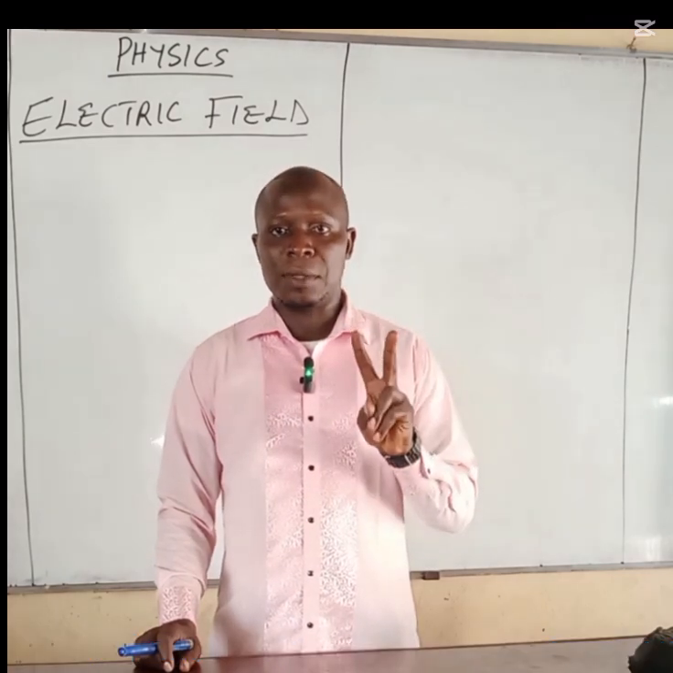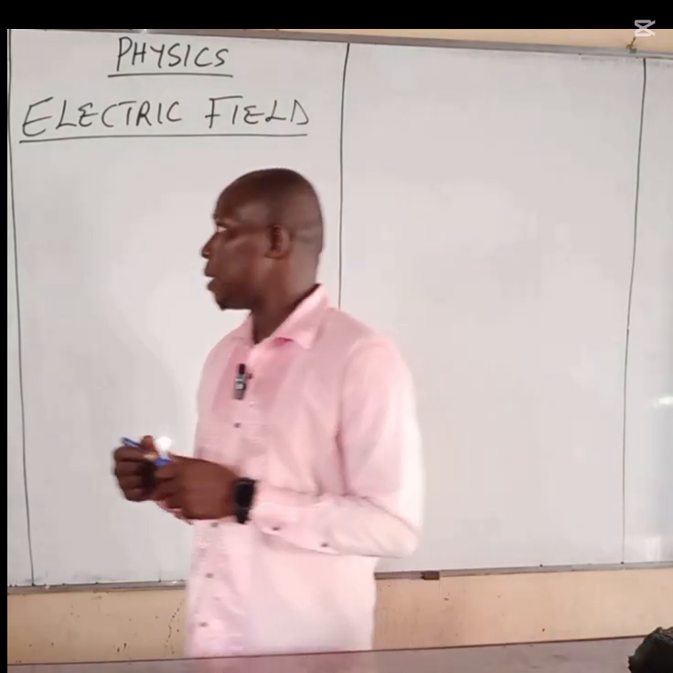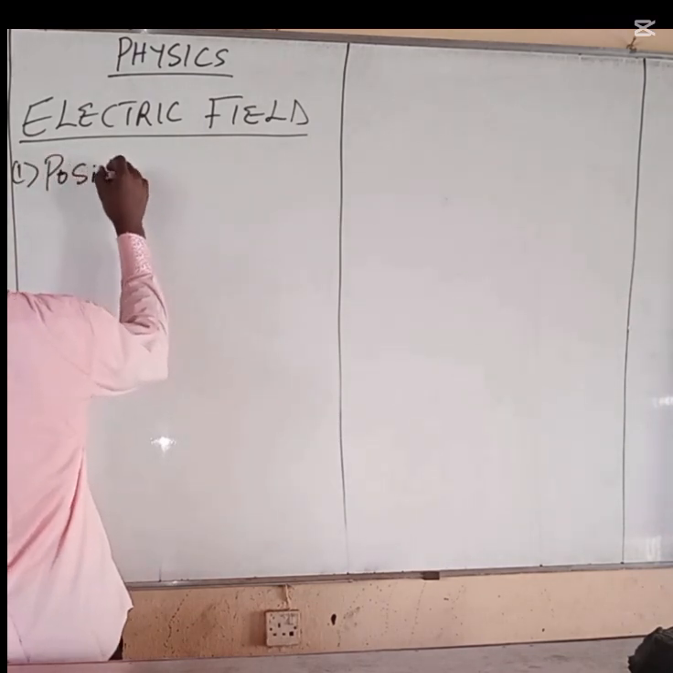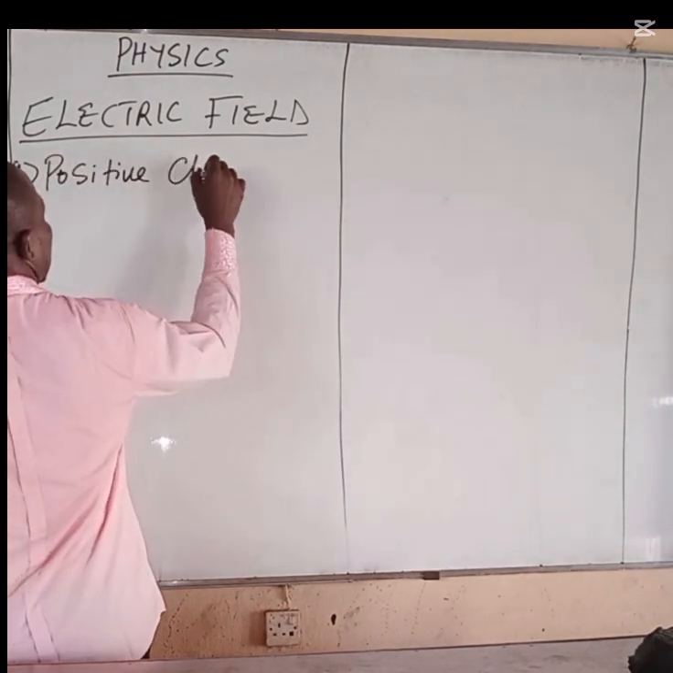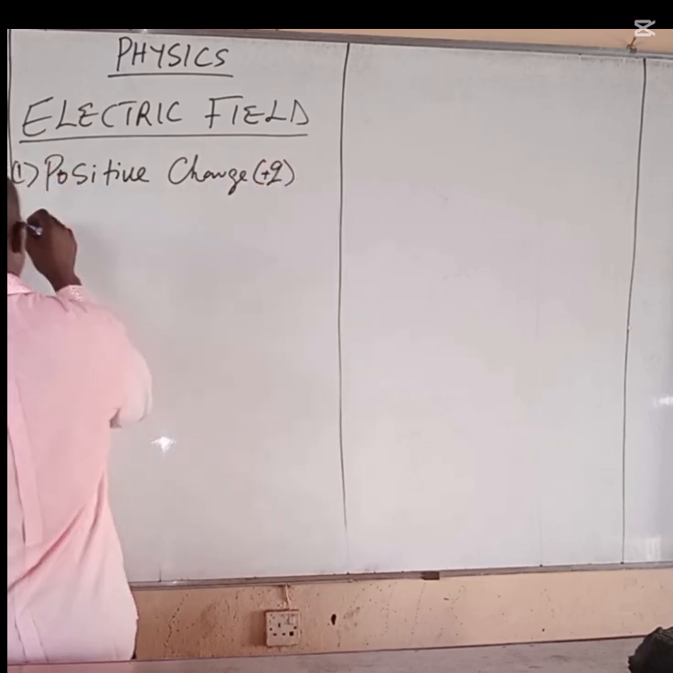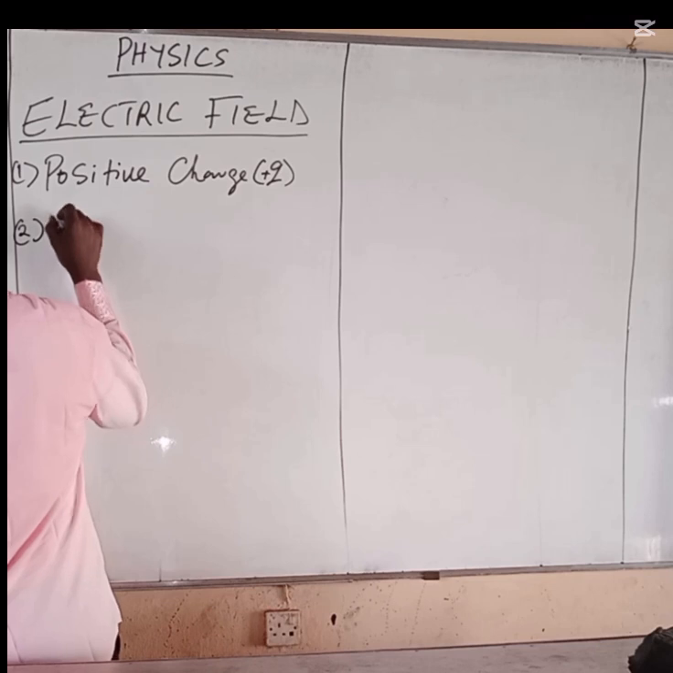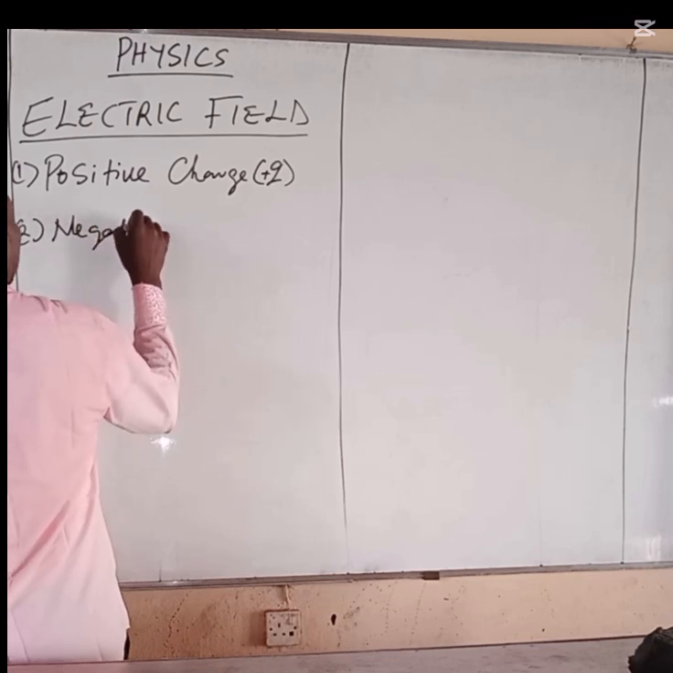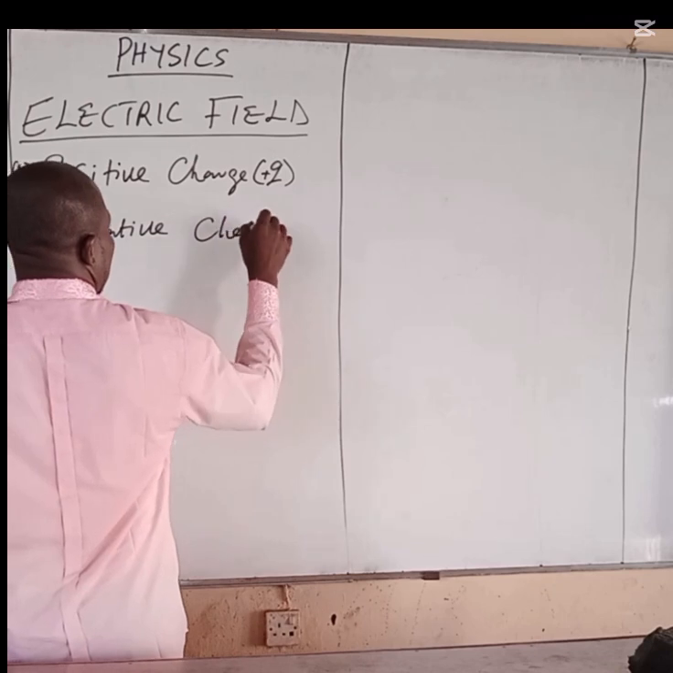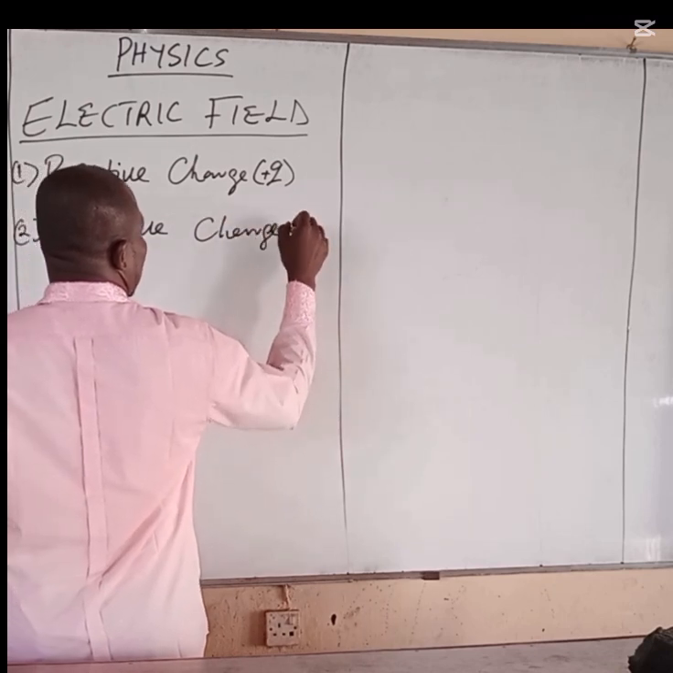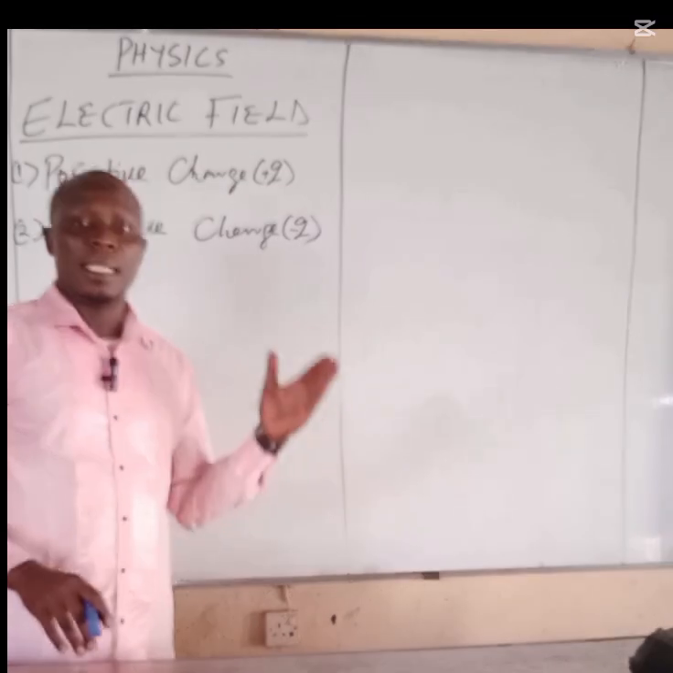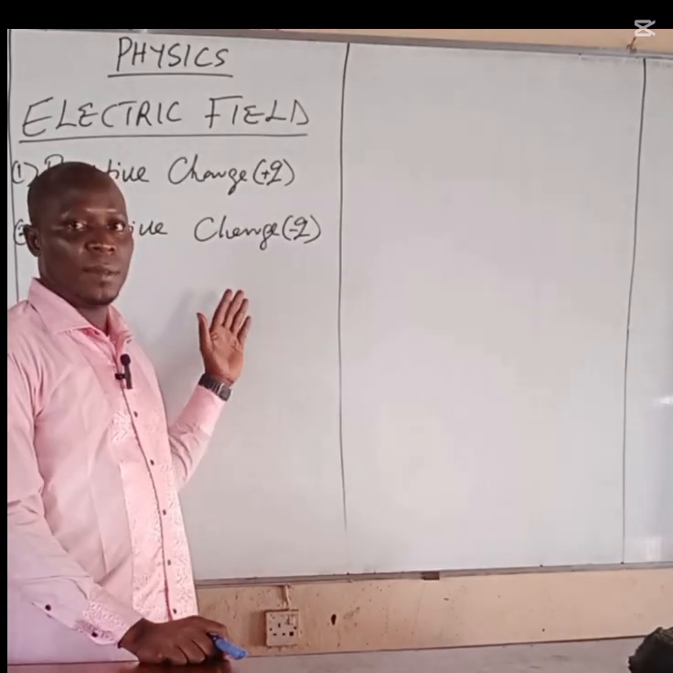Now we have two types of charges. We have one, positive charge, and then we have negative charge. Okay, so these are the two types of charges that exist in electric field.